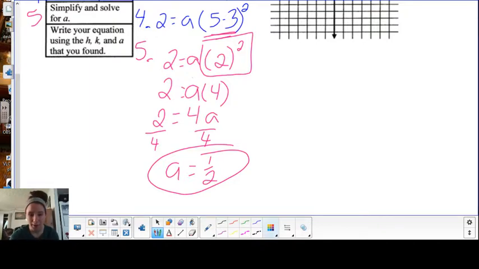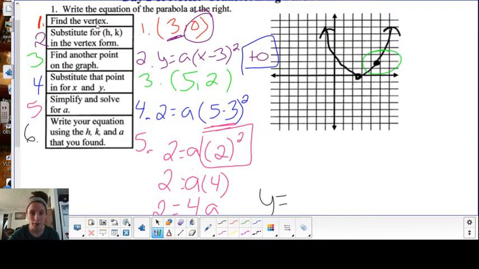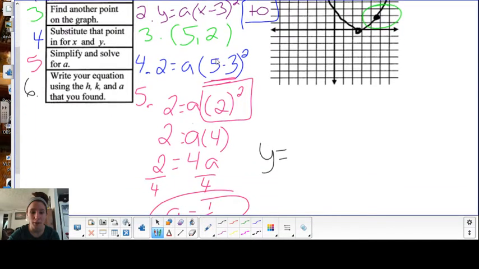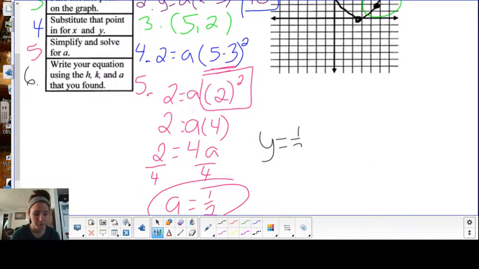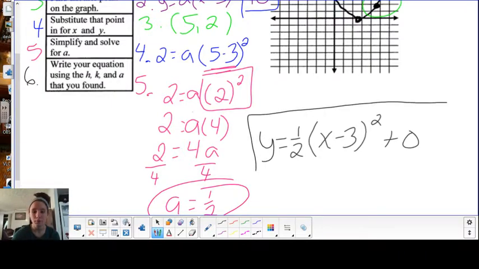Then my very last step is to write the equation using h, k, and a. So I already had part of my equation: y is equal to a times x minus 3 plus 0, because we got it in step 2. So we're going to essentially take step 2, and instead of a, we're going to put a half. Done.